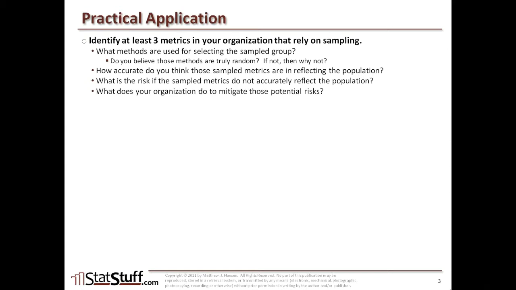Also, what does your organization do in order to mitigate those potential risks? So if your organization actually believes the risk of having the sample be very different from the population, if they think that's a big deal, then how does your organization handle that? What do they do in order to mitigate that risk and to ensure that their sample truly does represent the population? Well, that wraps up this lesson.